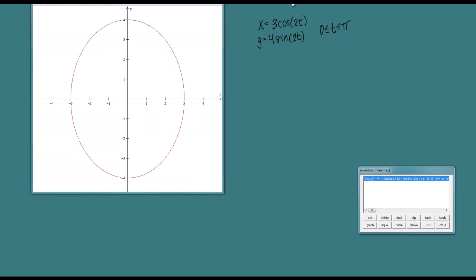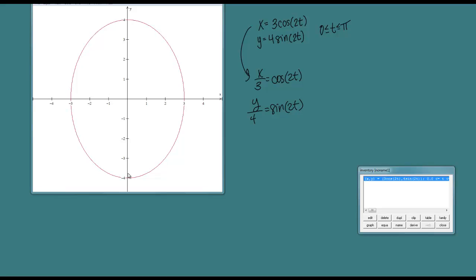So these parametric equations actually trace out an ellipse, which you can see in this picture. And an ellipse is an oval-like shape, so I have radii of different lengths here. Now, you could have also figured this out by eliminating the parameter in much the same way that you would do for a circle. So for example, I could write these equations as x over 3 equals cosine of 2t, and y over 4 equals sine of 2t.